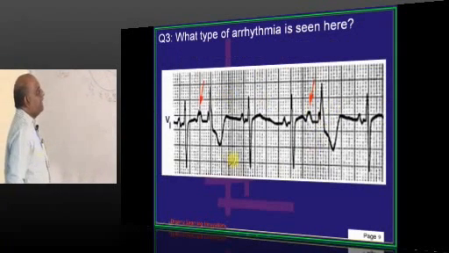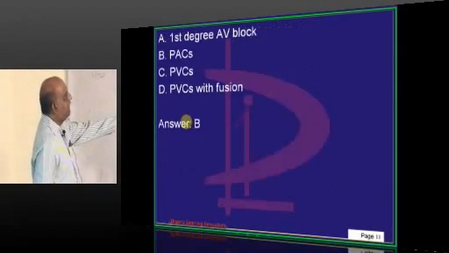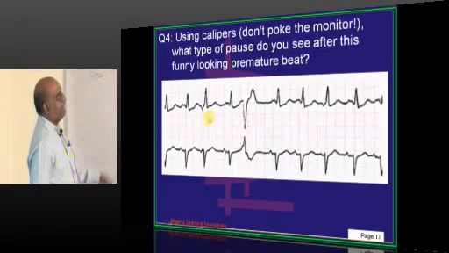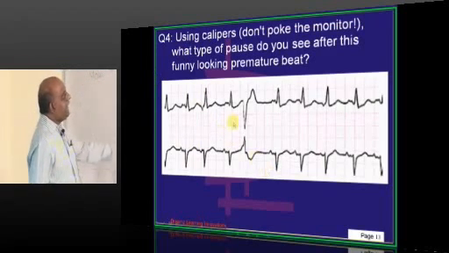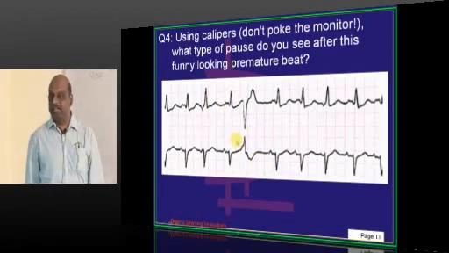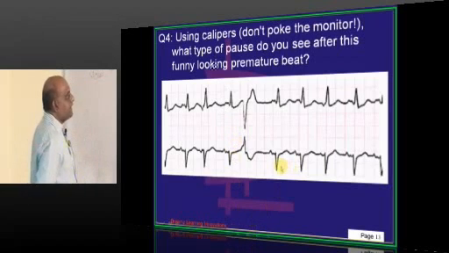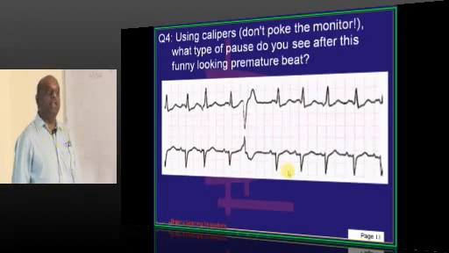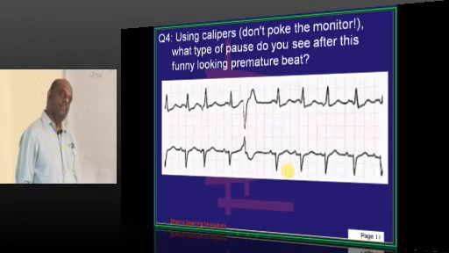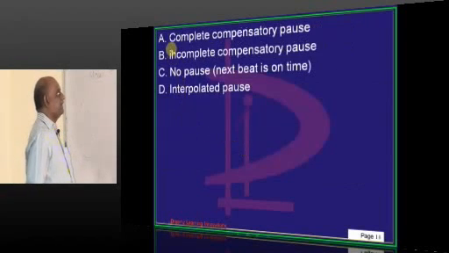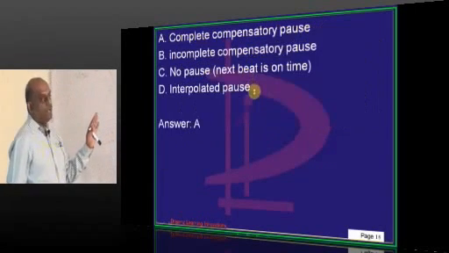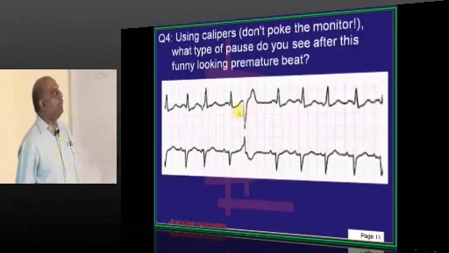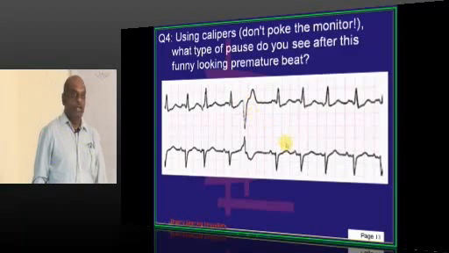What type of arrhythmia are you seeing over here? Actually this is a repeat ECG that has been given. Now using the calipers, what type of pause do you like to call this? Is it a compensatory pause or is it a pause which is not compensated? So how do you know whether it is compensatory pause or not?